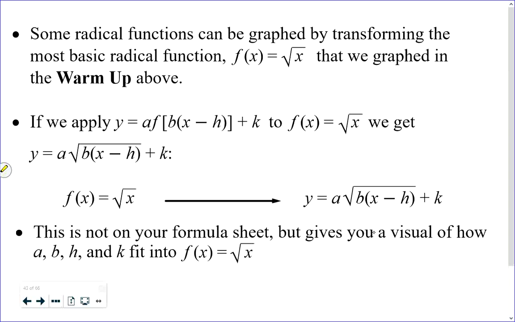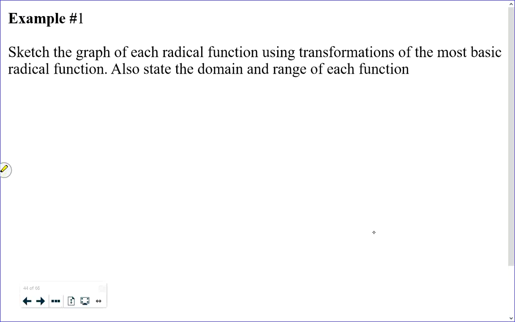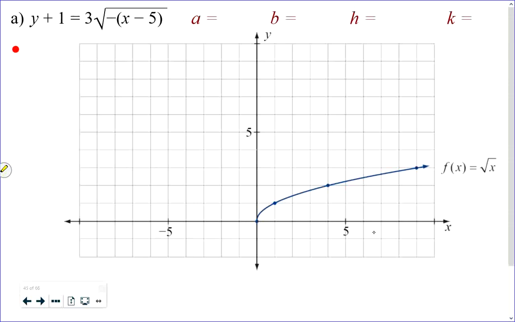And it's not on your formula sheet, but it will give you an idea of how a, b, h, and k fit into radical functions. So we're going to go through some examples here. Sketch the graph of each radical function using transformations of the most basic radical function and everything we know about a, b, h, and k, and then state the domain and range. So on your grid here, I've given you the graph of y equals f of x, where f of x is root x. That's the starting function. I don't know if I've written a equals, b equals, h equals and k equals on your handout, but you need to write this down. You need to identify what a, b, h, and k are.